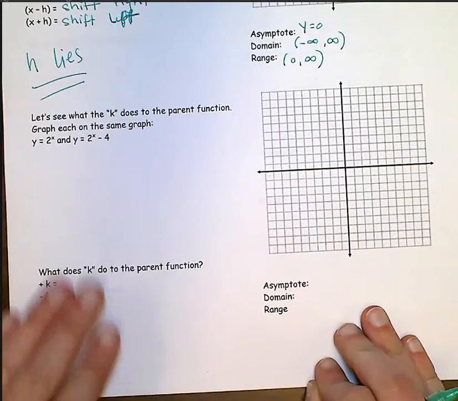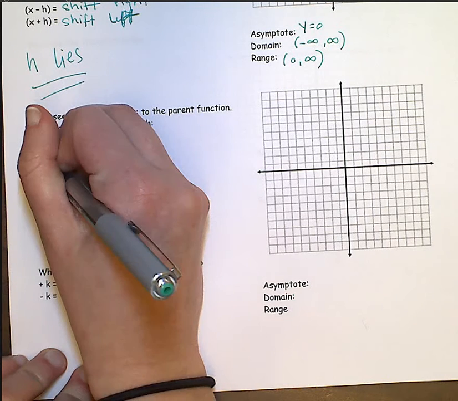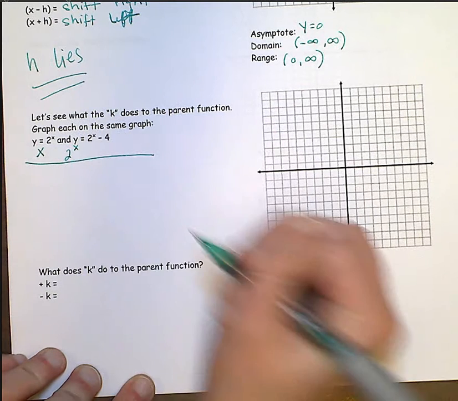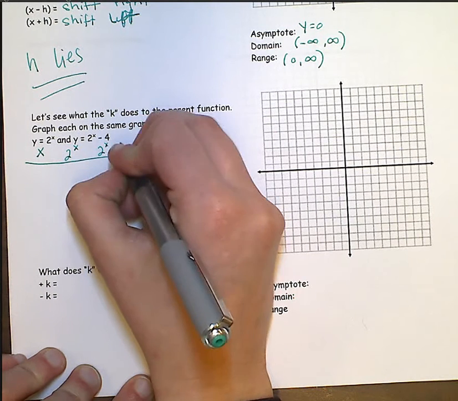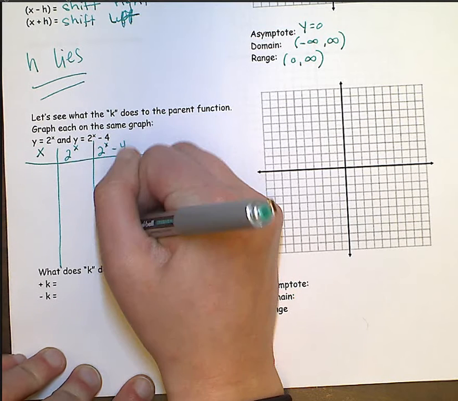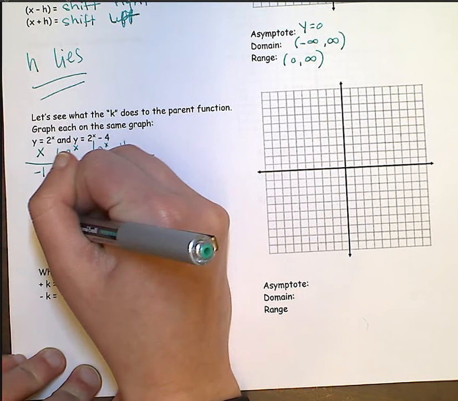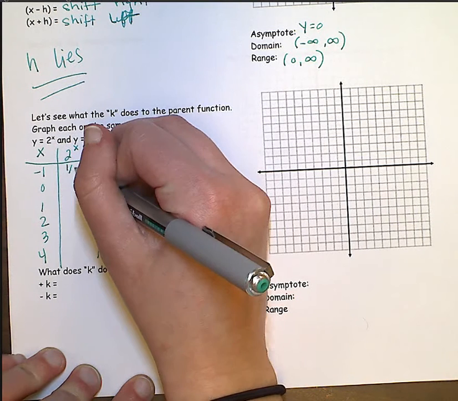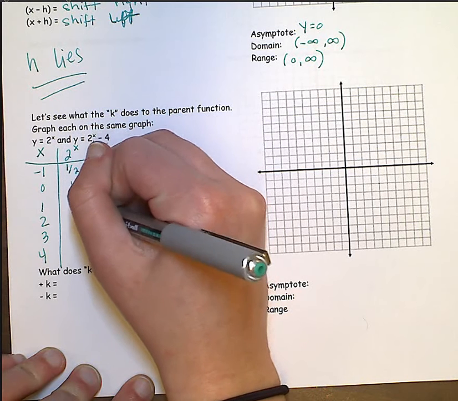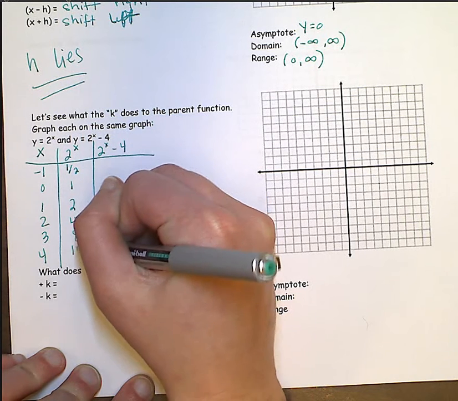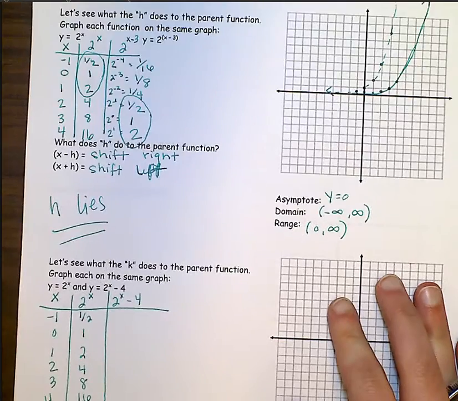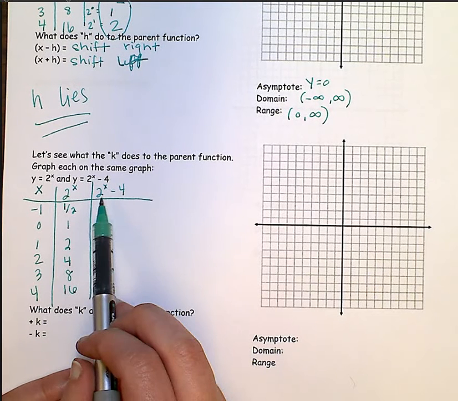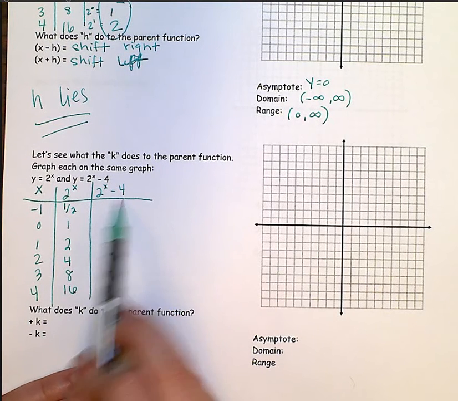What does k do? So let's start with our table. We're going to do x, then let's see what our parent function 2^x looks like, and then we'll do 2^x - 4. Since we already did 2^x above, we can borrow those values. If I start at negative 1 for x, I get 1/2, 1, 2, 4, 8, and 16. I'm just stealing those from my table above since we're dealing with the same parent function. And now for my new function, 2^x - 4, I'm just going to take each of these values and subtract 4.